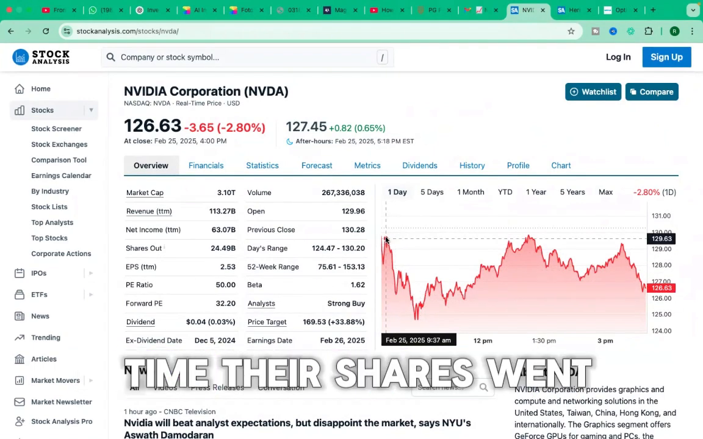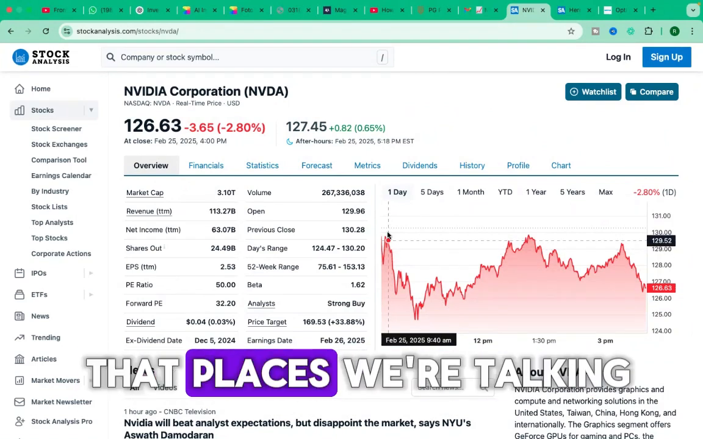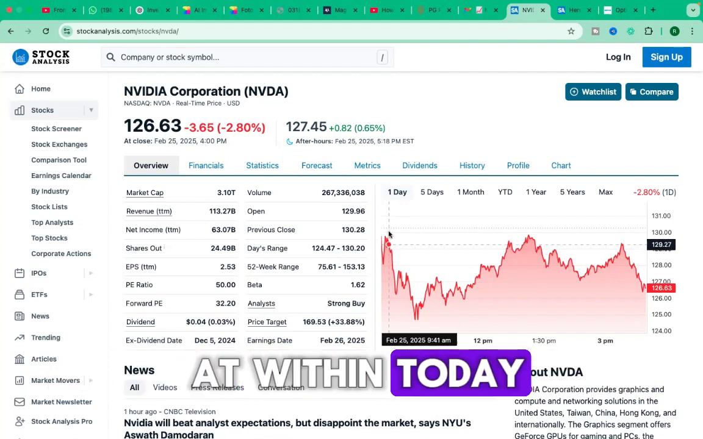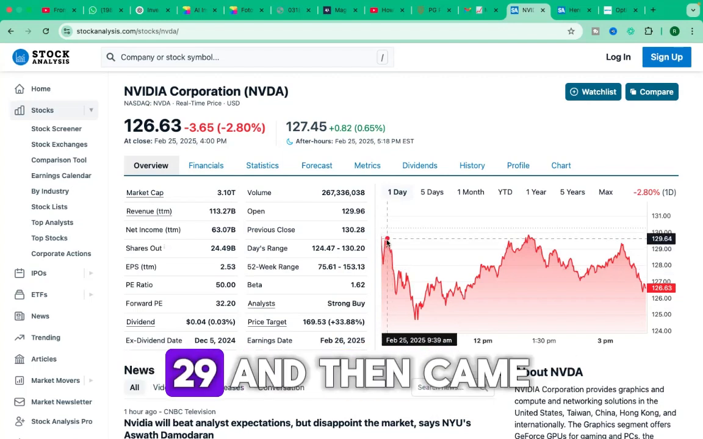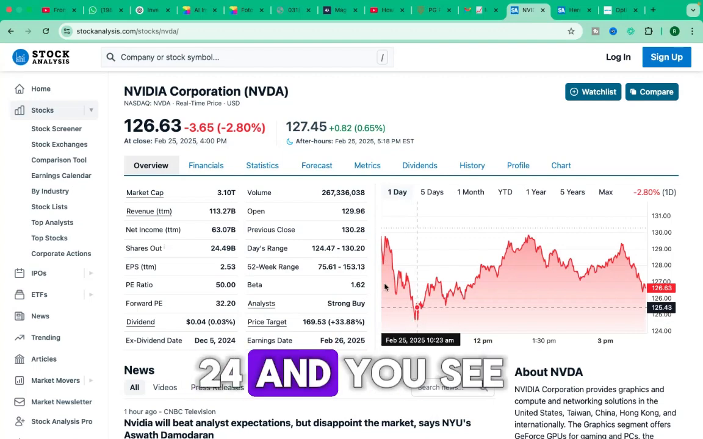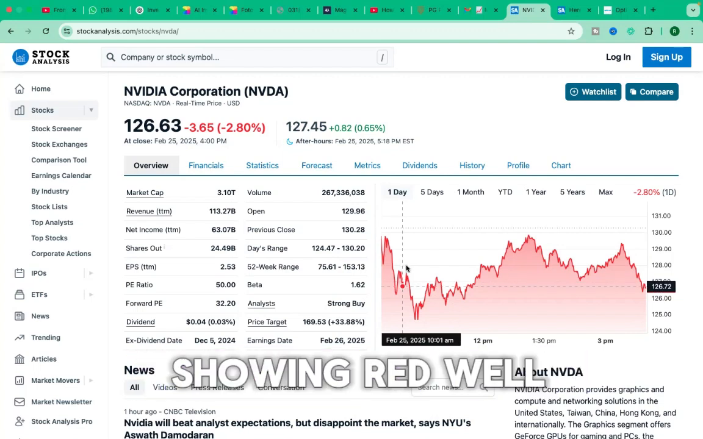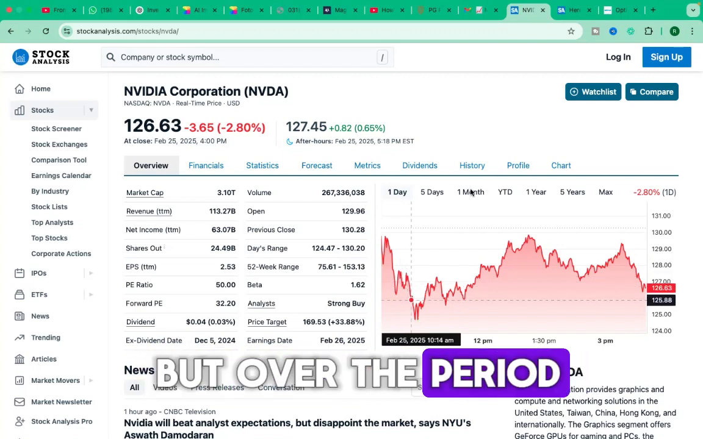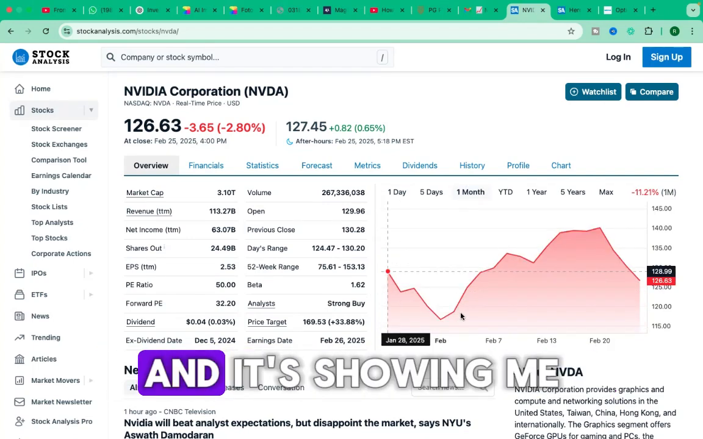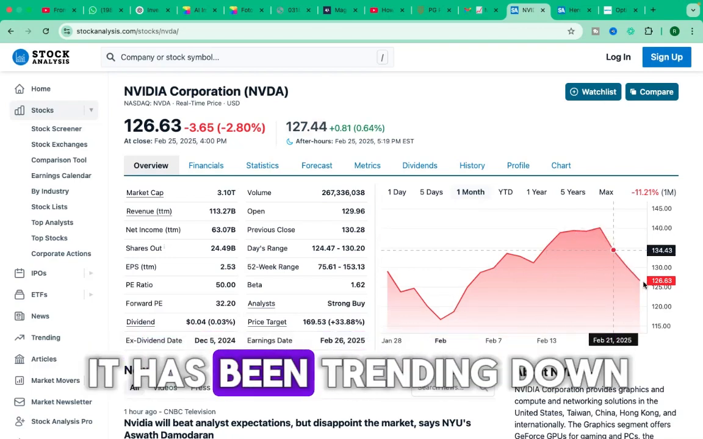At a point in time, their shares went, we're talking of today, within today, as high as 129 and then came down as low as 124. And sometimes on your stock schedule, everything is just showing red. Well, it may show red, but over a period of time, you will see it continue to grow. Look at this. I've just clicked on monthly and it's showing me its performance over the period. For some time now, it has been trending down.